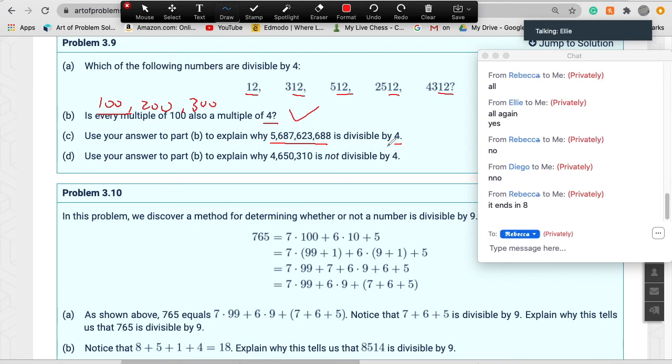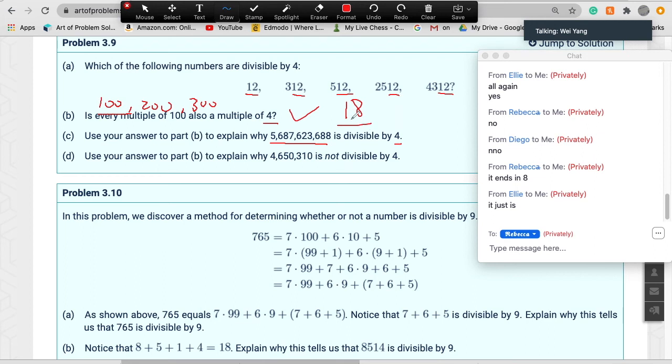Oh my god, this is so hard to explain, but it's not. Am I correct? You need the last 2 digits. Check the last 2 digits, not just the ones digit. Suppose I give you a number, 18. This number ends with 8, right? Is 18 divisible by 4?